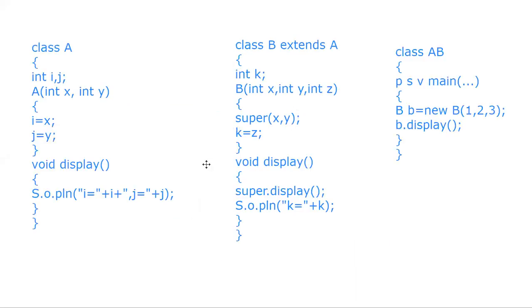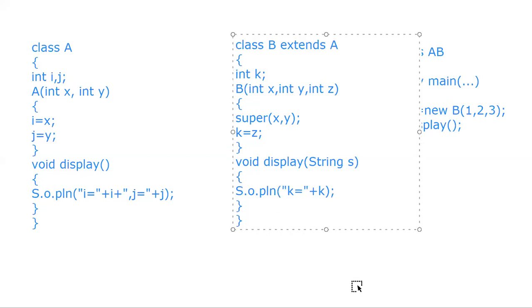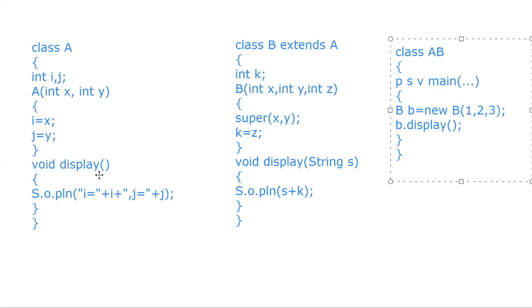We'll just modify the same code here. We'll use a parameter. This super is not required since we are not implementing overriding. Now class A is having a method called display with no return value and no parameters. Your subclass B is having a method called display with no return value but with a parameter of type string. So what happens here? It is said the display method is overloaded.